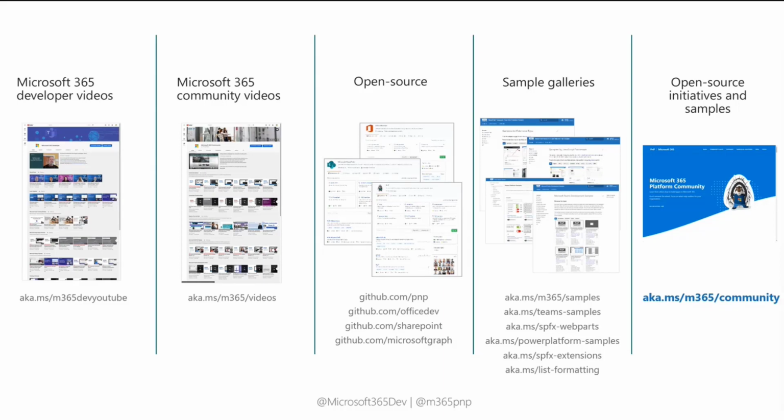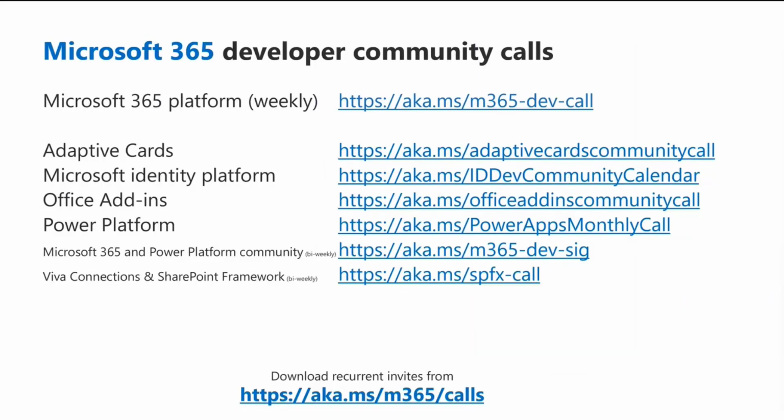Now, we do have quite a few community calls still ongoing. We have this community call happening every single Tuesday, 8 a.m. Pacific time, where we cover all up Microsoft 365 platform scenarios. On top of this, we have specific monthly community calls on Adaptive Cards, Microsoft Identity Platform, Office Add-ins, and Power Platform. And then we have a Thursday series, which happens 7 a.m. Pacific time every single Thursday, and that's either the Microsoft 365 Power Platform community call or the Viva Connections and SharePoint Framework community call.